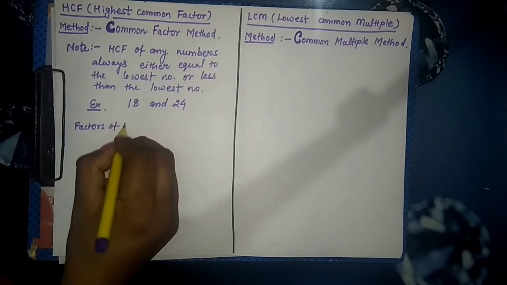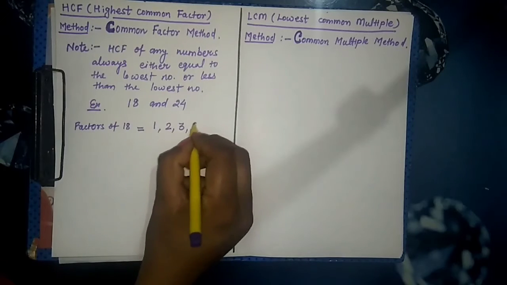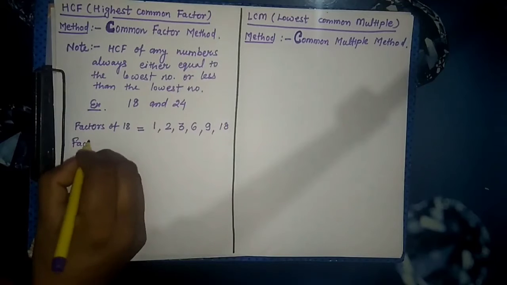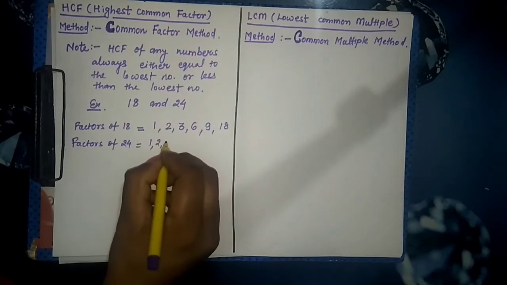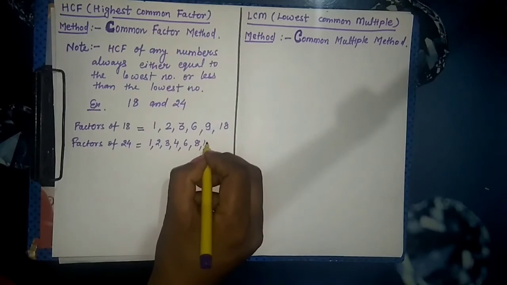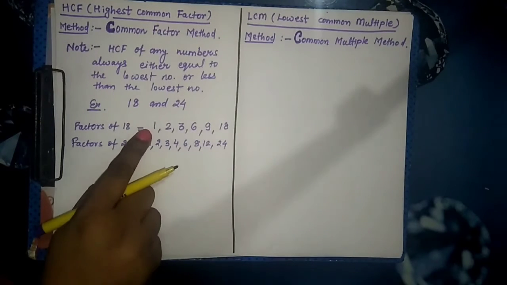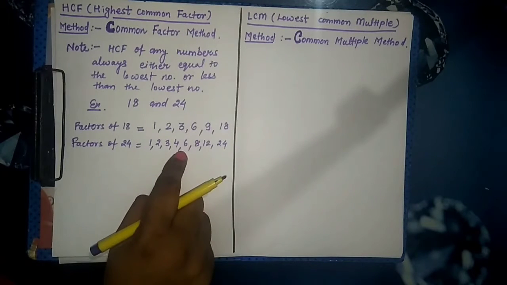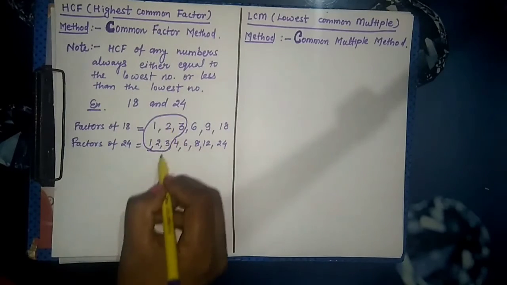Let's write down all the factors of 18. That is 1, 2, 3, 6, 9 and 18. Now write down the factors of 24. That is 1, 2, 3, 4, 6, 8, 12 and 24. Here you can observe that 1 is present in both factor lists. At the same time 2, 3 and one more number, 6, is also present in both factor lists. Here 1, 2 and 3 are the lowest common factors between 18 and 24.